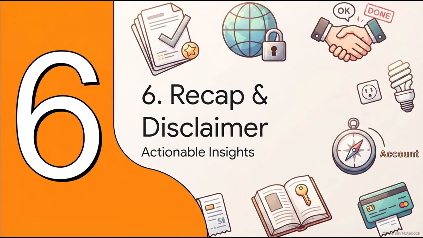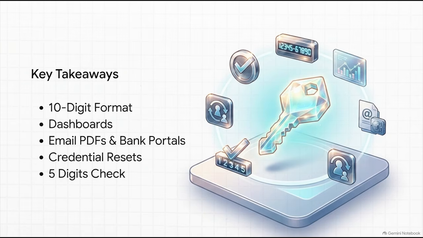Let's wrap things up in Section 6, Recap and Disclaimer. So, the crucial point is that your 10-digit account number is your master key to managing your utility services, and finding it is a breeze. You can grab it right at the top of your desktop dashboard or instantly via the biometric mobile app. Not feeling like logging in? Check the top right corner of your paperless email PDFs or your bank's bill pay portal. If you ever get locked out, resetting your credentials is a secure, simple step-by-step process. And most importantly, guard that number. Use that last 5 digits check to immediately expose any fraudulent callers trying to mess with your account.